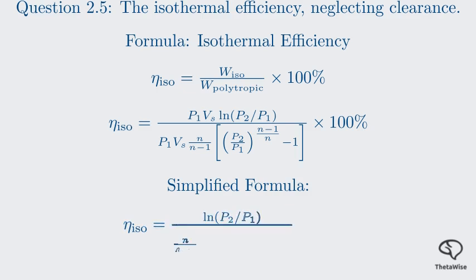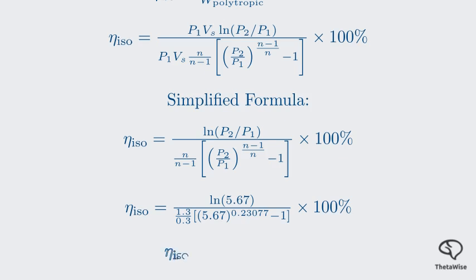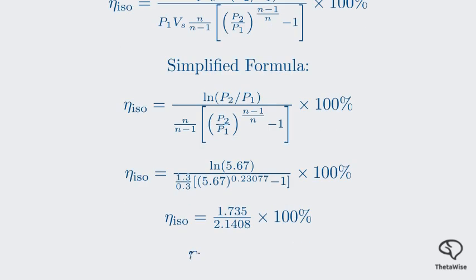Isothermal efficiency is the natural logarithm of the pressure ratio, divided by the term for polytropic work, all expressed as a percentage. We've already calculated many of the parts of this formula. We substitute our pressure ratio of 5.67, the polytropic index of 1.3, and the exponents we calculated earlier. The natural logarithm of 5.67 is approximately 1.735. The denominator is the same as the term we calculated for the work formula, which was 13 over 3 times 0.4925, or approximately 2.1408. Performing the division, we find the isothermal efficiency is 81.04%.